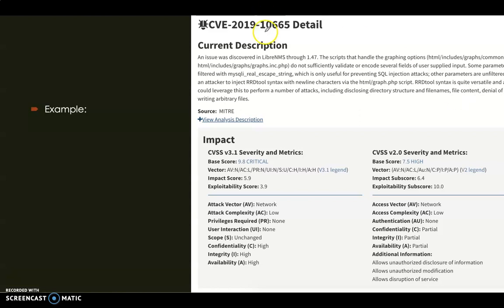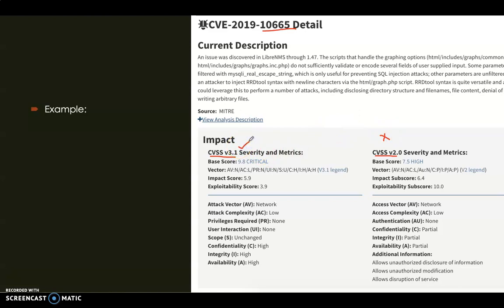It has the CVE ID 10665. This is the current description about the CVE. And if you see down below, we have two versions of CVSS metrics. One is version 3 and version 2. But version 2 has become obsolete, so we'll only focus on version 3.